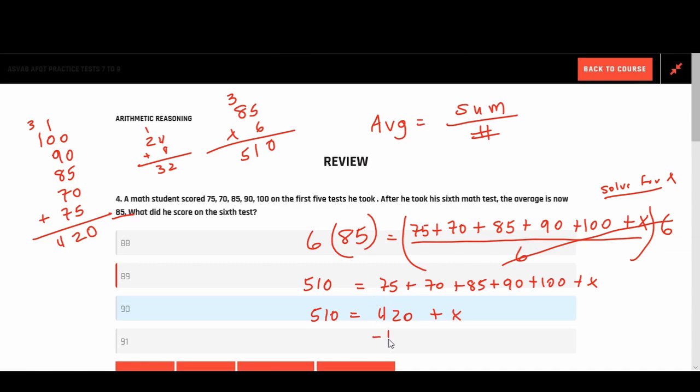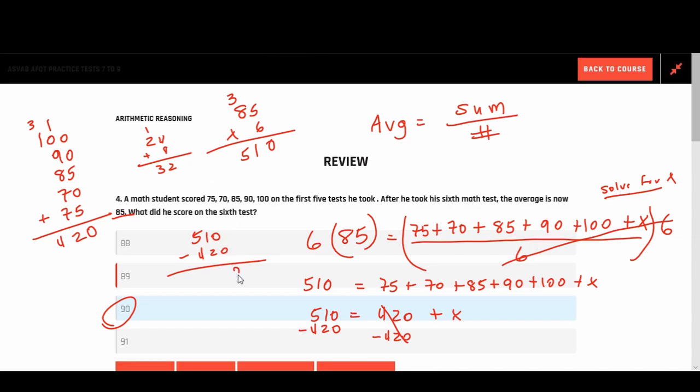Now we're going to subtract 420 from both sides. This crosses out. 510 minus 420. If you can't see this one, that's fine, but 420 plus 100 would give you 520. 420 plus 90 will give you 510. That said, let's work it out.